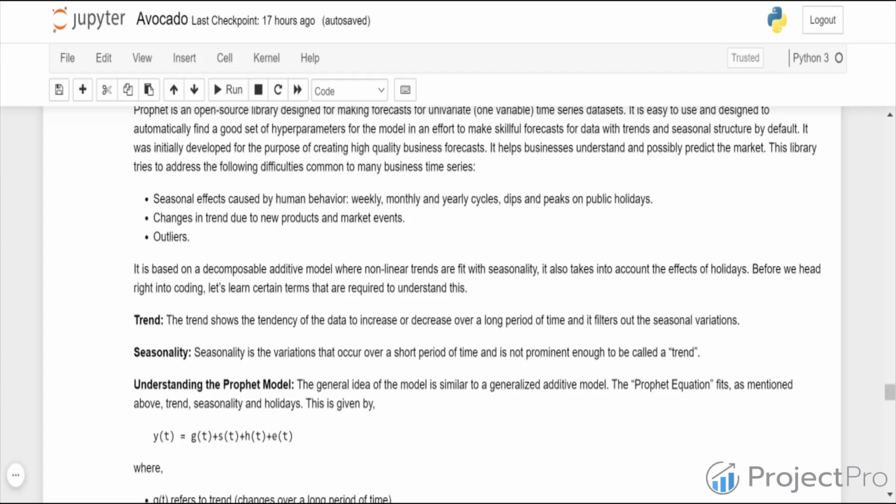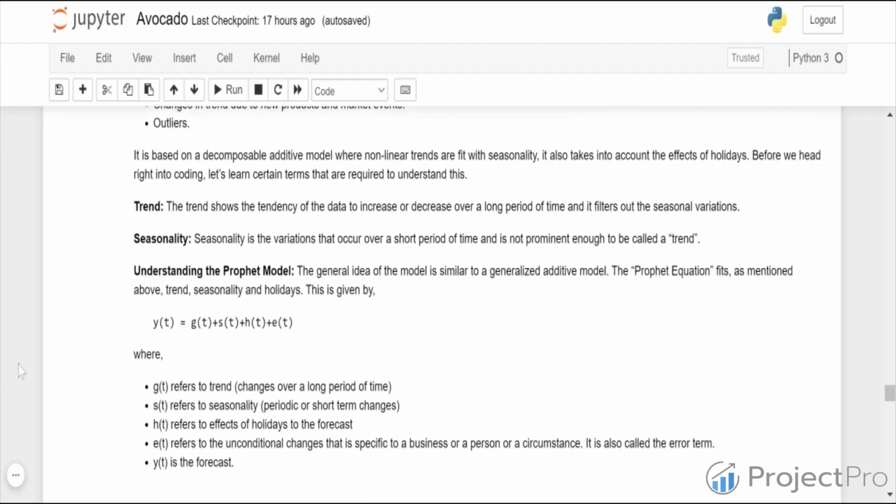So to understand the Prophet model, we can write it in an equation, that is y(t). The y(t) is the predicted value, the forecast that we are going to make. It's a combination of g(t) plus s(t) plus h(t) plus e(t). So here g(t) refers to the trend, that is changes over a long period of time. s(t) refers to seasonality, that is periodic or short-term changes. h(t) refers to the effects of holidays to the forecast. And e(t) refers to the unconditional changes, that is specific to a business or a person or a circumstance. That is known as the error term.